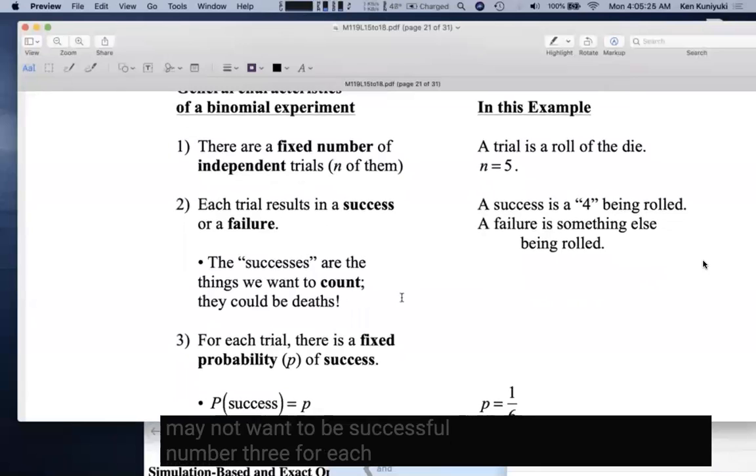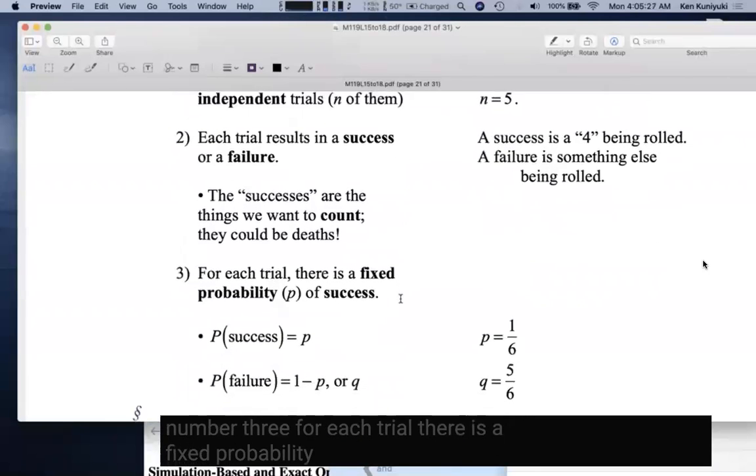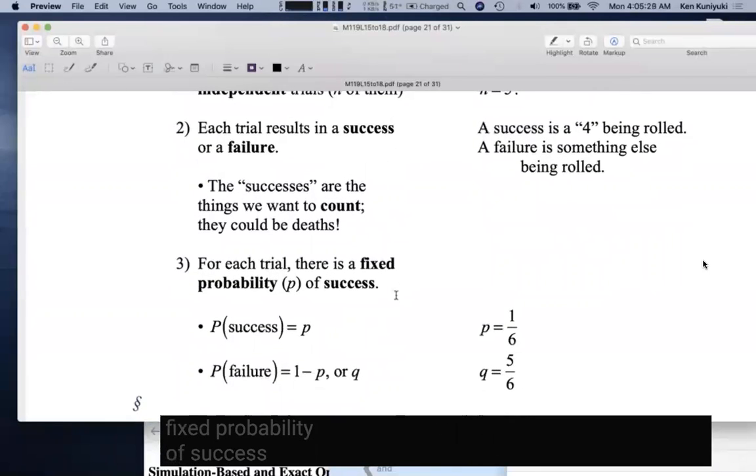Number 3, for each trial, there is a fixed probability of success. And we call that fixed probability P. In the case of dice, P, the probability of rolling a 4, is 1/6. The failure probability is the complement.